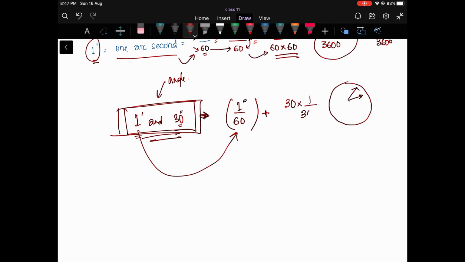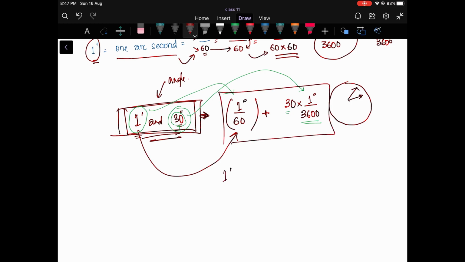And 30 seconds is like 30 times 1/3600. So you can see already I've converted your arc minute into degree by using 1/60, and I've converted your 30 arc seconds by dividing by 3600. Of course, we are multiplying by 30 because we have 30 over here. When I add these two numbers, I'm going to get the whole measurement, that is your 1 arc minute and 30 seconds of angle in terms of degrees. And you can see in terms of degrees we are going to get a very small number because we are dividing by a very large number.